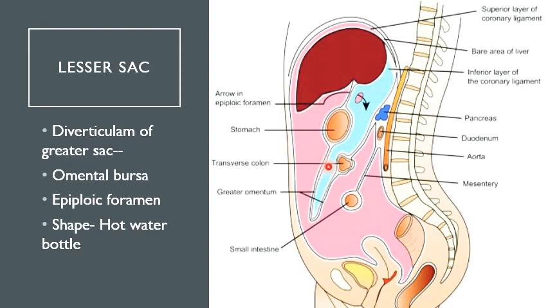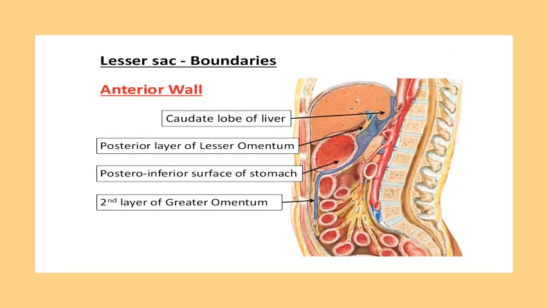So whenever we are in some pain, we take some hot water bag. Remember, the only difference between the shape of the lesser sac and a hot water bag is the opening will be present more onto the right side rather than at the top. So we have to know in detail about the boundaries of this lesser sac.